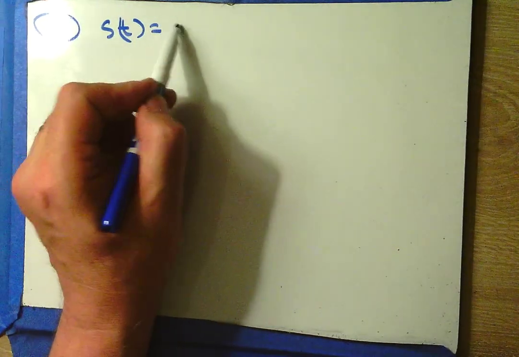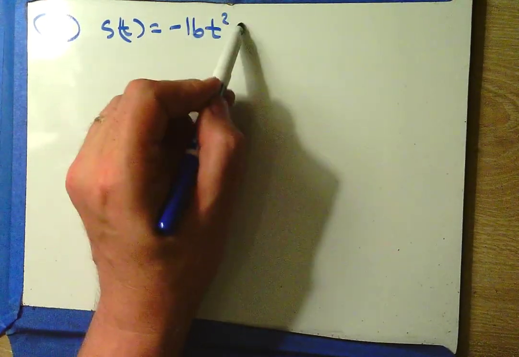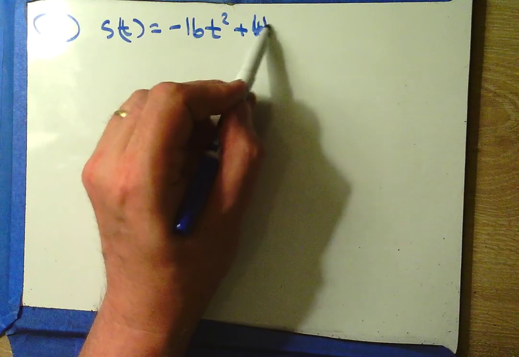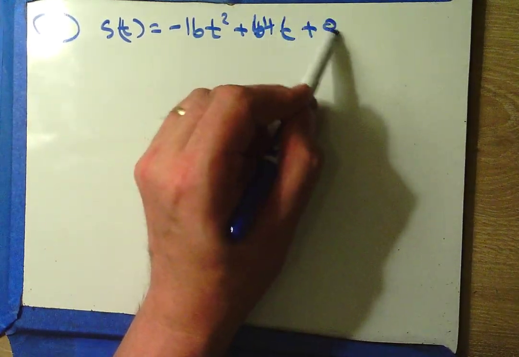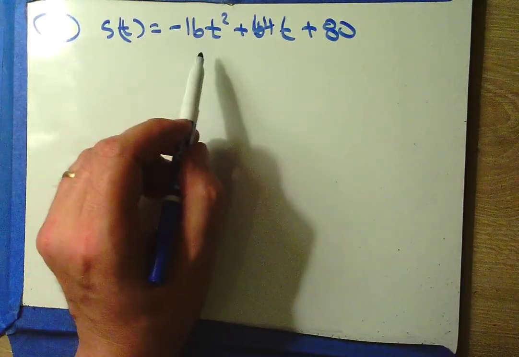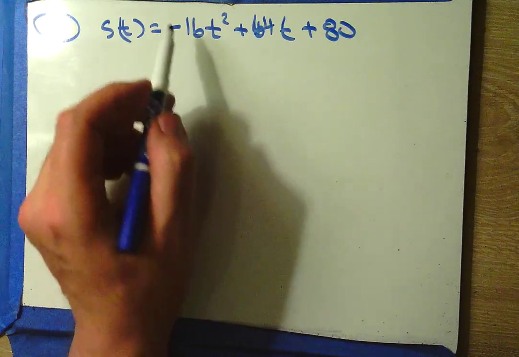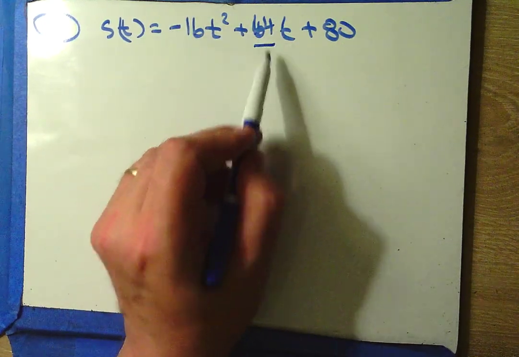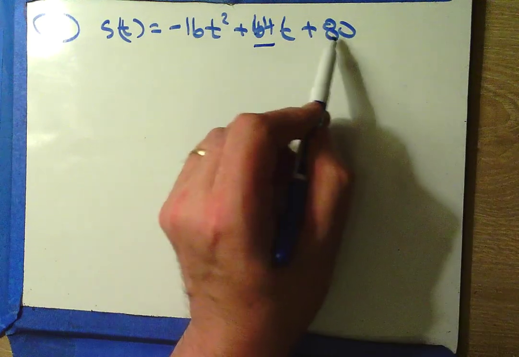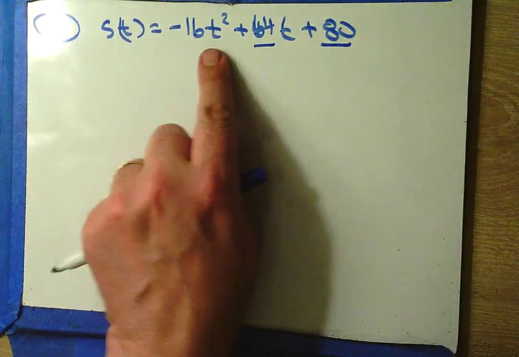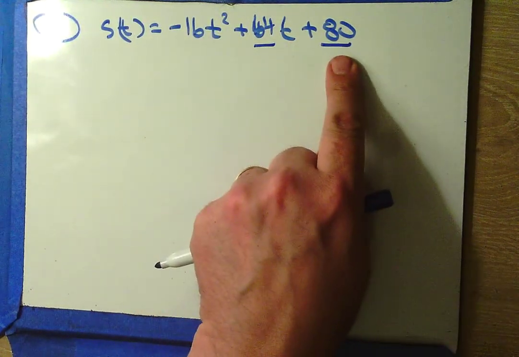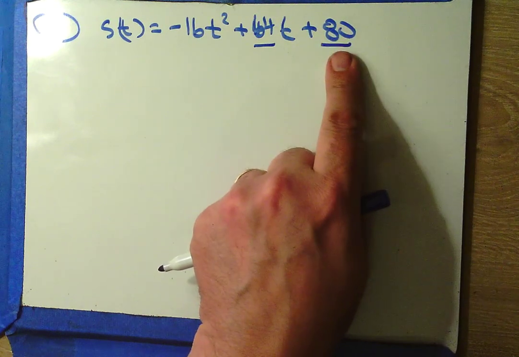Okay, last problem. Last problem is another position, velocity, and acceleration problem. S of t equals negative 16t squared plus 64t plus 80. This is Newton's falling object, or thrown object. We have an initial velocity of 64 feet per second. Our initial position, if we plug in a 0 for t, we get 80. So we're originally 80 feet high.